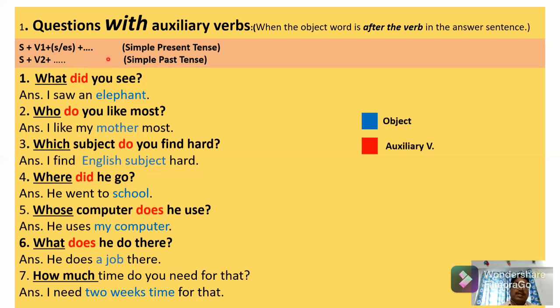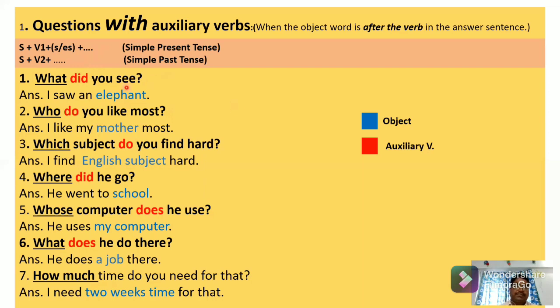If the subject is third person singular, he, she, it, or any singular subject, we have to use does. And if the subject is first person or second person pronoun, that is I, we, they, you, we have to use do. And in past tense we use did, and did goes with all types of pronouns, first person, second person and third person. In past tense we have no option, we have only one word, that is did.